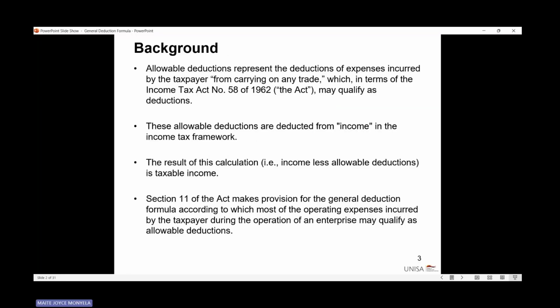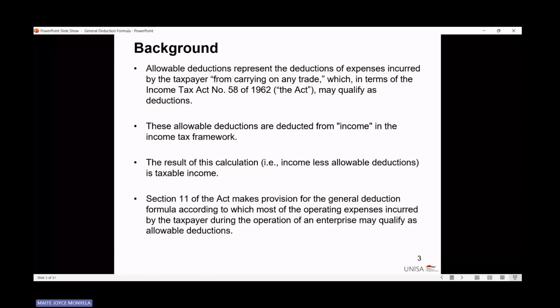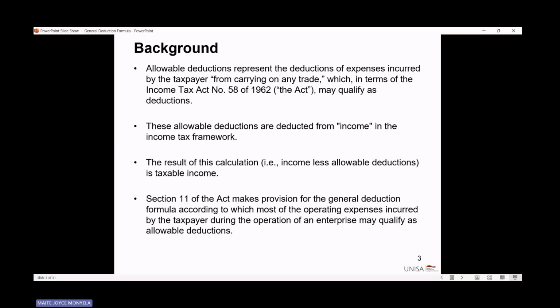The background of general deduction is that an allowable deduction represents the deduction of expenses incurred by the taxpayer from carrying on a trade, which in terms of the Income Tax Act may qualify as a deduction. The allowable deductions are deducted from income in the income tax framework. I did show you the income tax framework, so we are taking it from there. The result of this calculation, income less deductions, is taxable income.